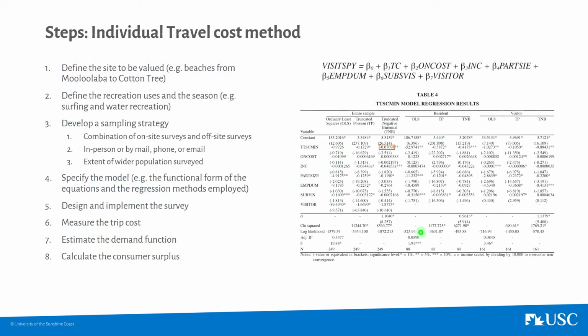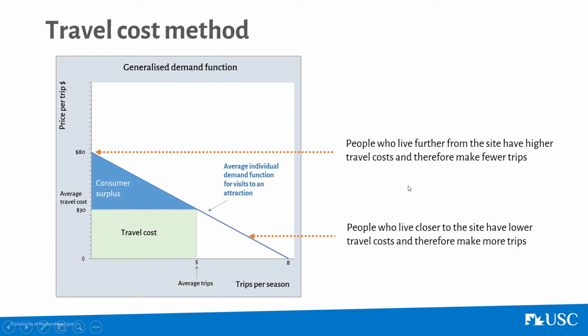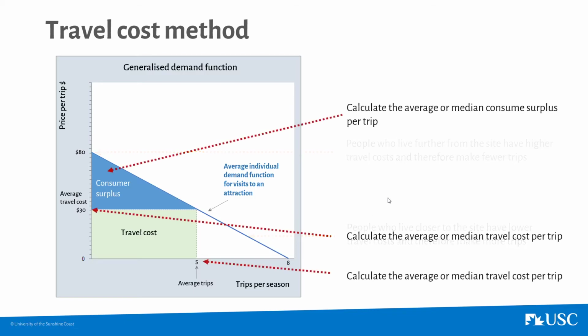So we will use average or median values across the entire population of visitors. Ultimately what we'll get here is, people who had to travel further have higher costs and make fewer trips. People that are closer have lower travel costs and make more trips. We then have enough information to estimate this demand curve. And then we can also figure out what is the average, or perhaps the median, travel cost for a representative individual visiting the site, and how many trips are they making per season? What is the average or median value of the trips?